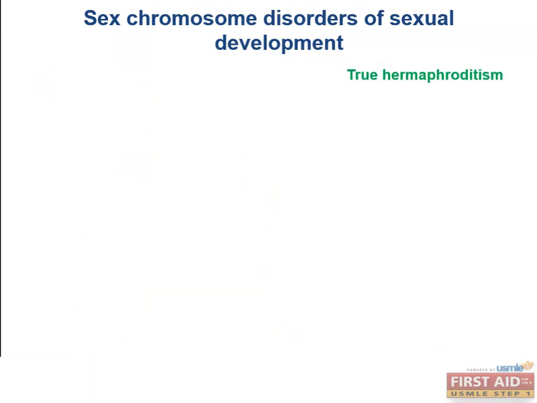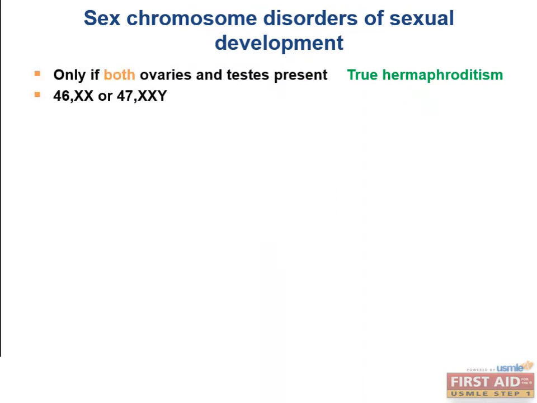Now, true hermaphroditism is fairly rare, and it's characterized by the presence of both ovarian and testicular tissue, also known as ovotestis, and the karyotype can be variable for true hermaphrodites.